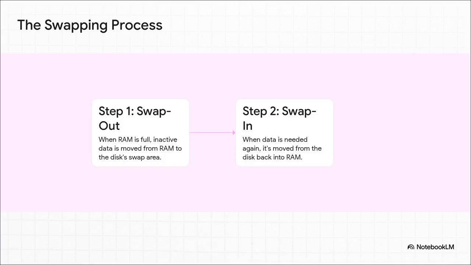Right, so swapping. It's kind of like this constant two-step dance happening in the background. First, when your actual fast RAM starts to get full, the OS gets clever. It looks around for chunks of data that you're not really using right now, like a browser tab you haven't touched in an hour. It takes that inactive data and moves it out of RAM and onto the slow disk. We call that swap out. Simple enough. Then what happens when you decide you need that tab again? The moment you click on it, the OS goes, whoops, need that back, and it grabs that data from the disk and shoves it right back into RAM so you can use it. And that, you guessed it, is swap in.